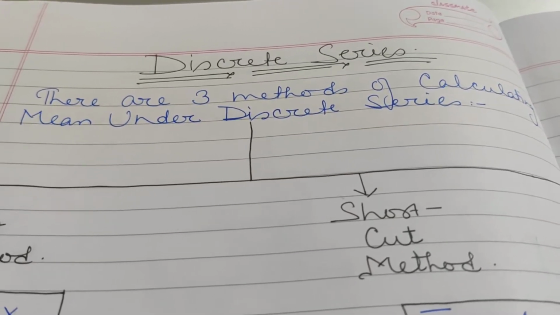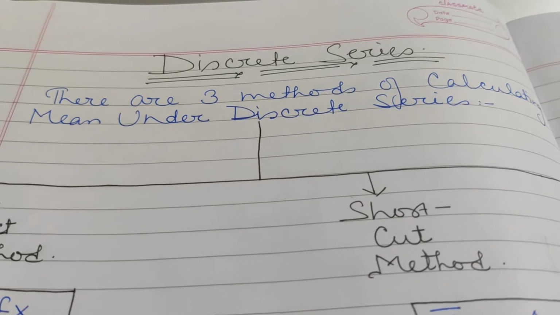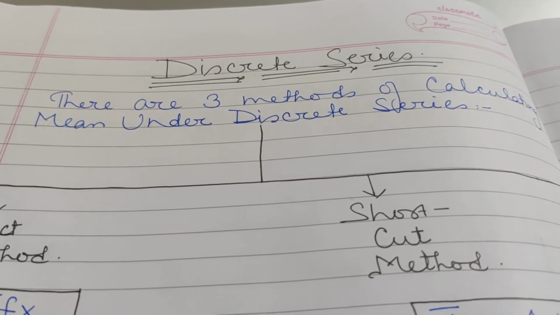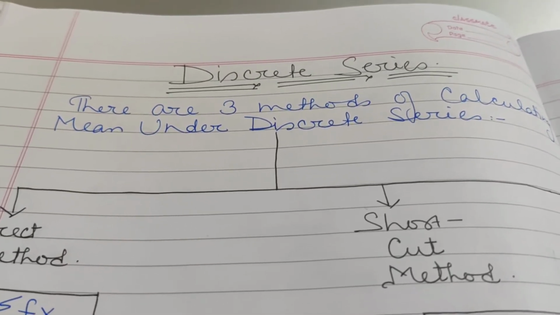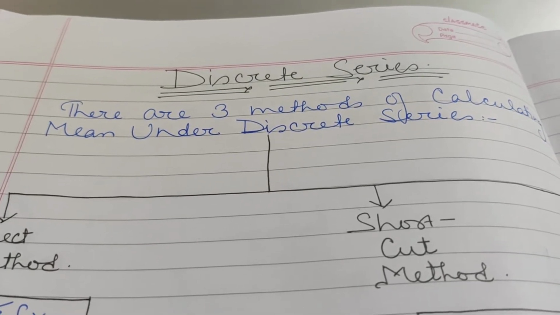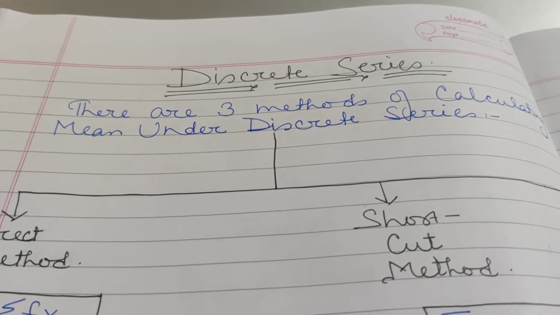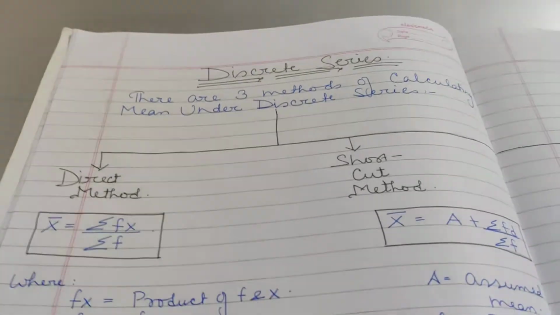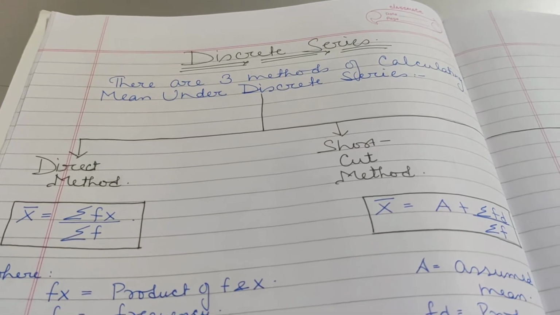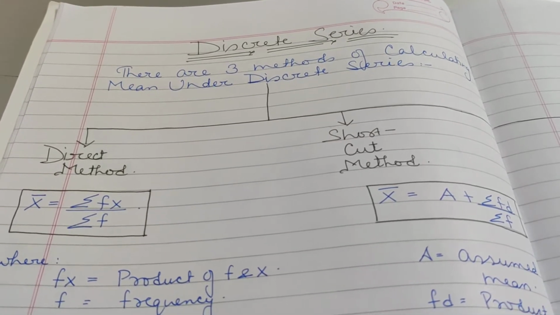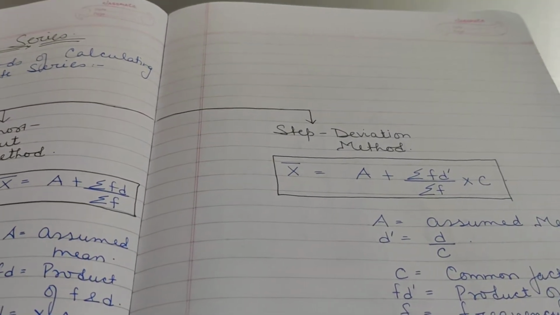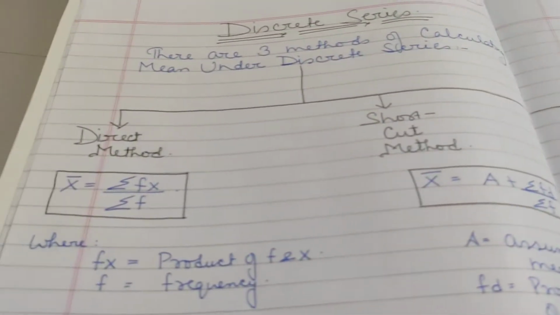Dear children, in the last video we discussed the individual series and the various methods of calculating arithmetic mean under that series. Today we are going to discuss the discrete series and the methods of calculating arithmetic mean under this series. Again children, there are three methods of calculating arithmetic mean under this series. First is the direct method, second is the shortcut method as was in the individual series, and third is the step deviation method. Now we are going to see the difference in the formulas.